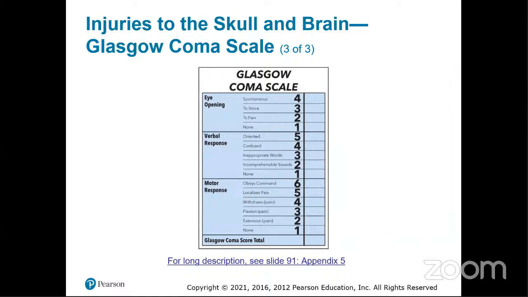Motor response: if I can tell you, like we said, move your hand, you get 6. Localized pain, you get 5. 4 is if you withdraw. 3 is if you flex, and they broke this down even more. So if you flex with pain, which way is flex? Out or in? Out is flexion. And then if you come in, then you get a 2. That's extension to pain. And if you don't do anything, you still get 1. So even a dead person gets 3.